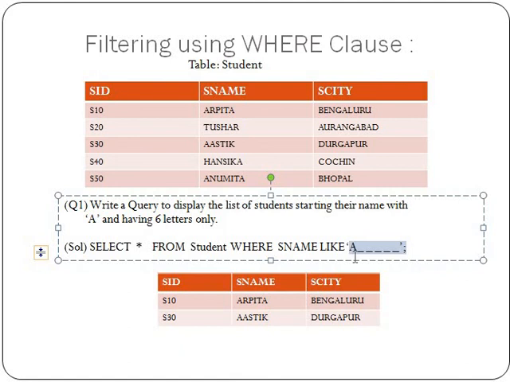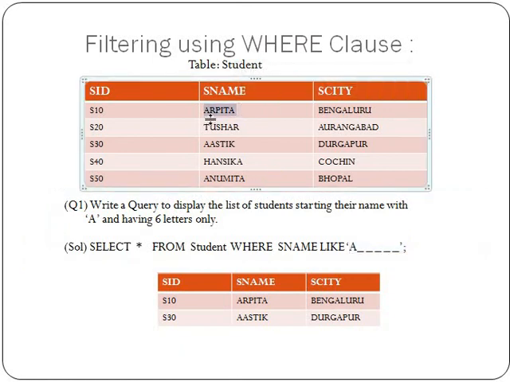Now if the criteria to be set is like this, where the first letter should be A and the remaining 5 letters can be anything, then we can have Arpita as one of the student names, where A is the first letter and the remaining 5 letters can be represented as RPITA.